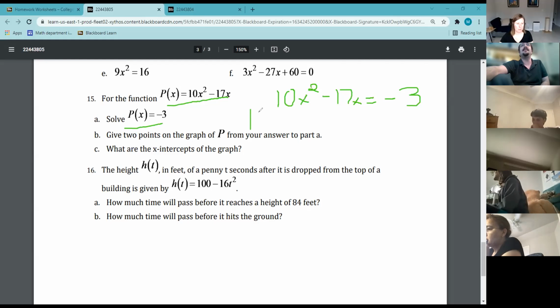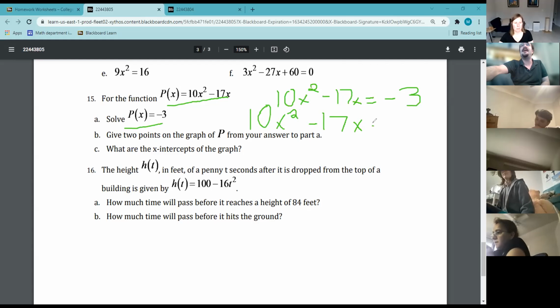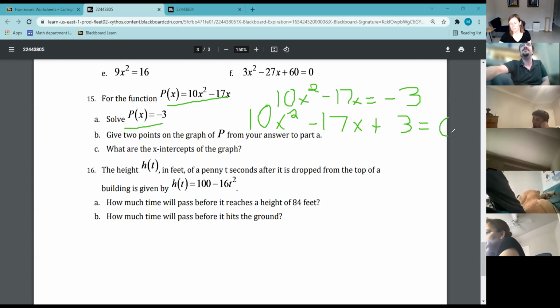We want to set one side equal to 0. So we do 10x squared minus 17x. When we move the negative to the other side, we're going to add it, so this is going to be plus 3. And this is equal to 0.